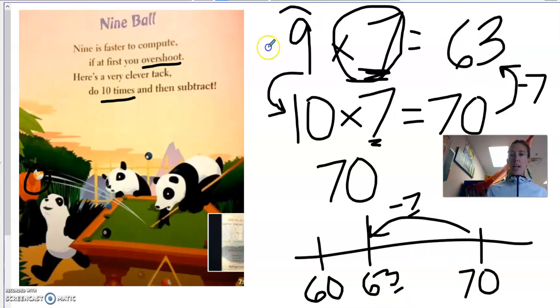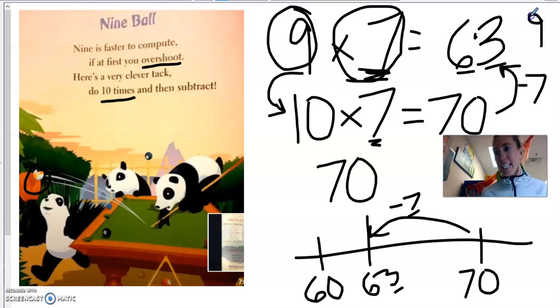And the cool thing with factors of 9 is that my answer, if I add up these two digits, 6 plus 3, I'll always get 9. Isn't that so cool? So I can always make sure that my answer is right. My digits will add to 9.